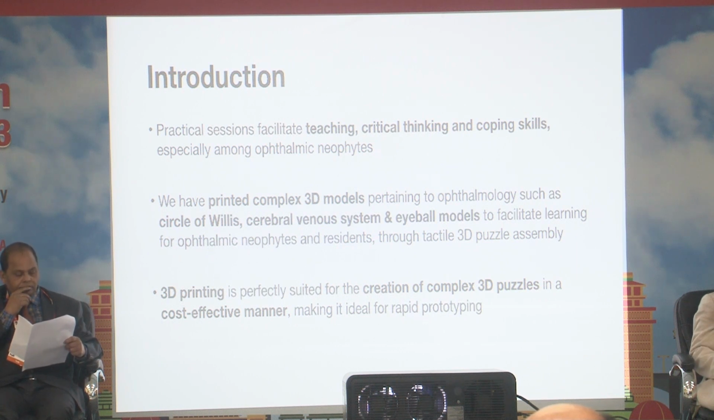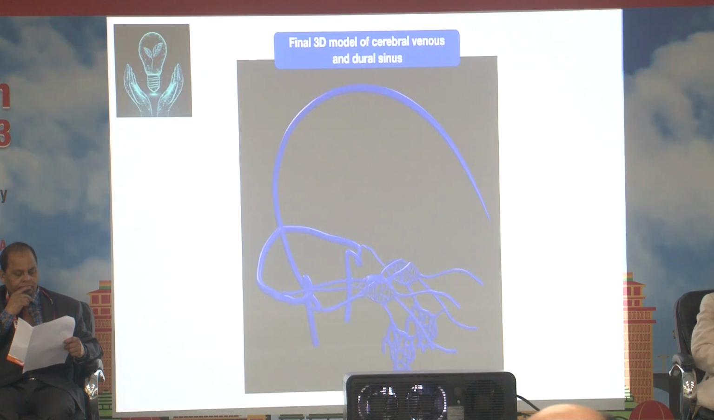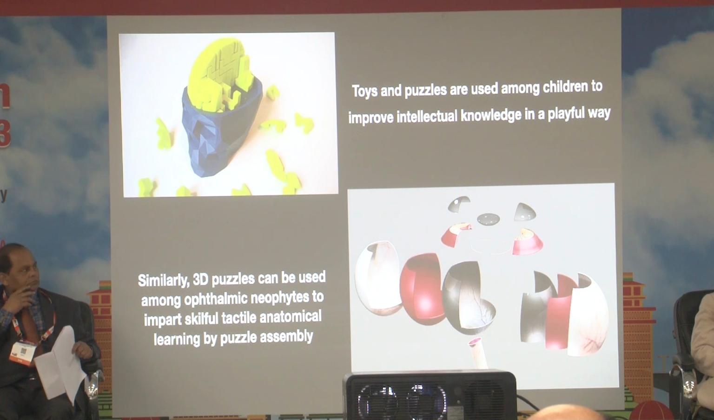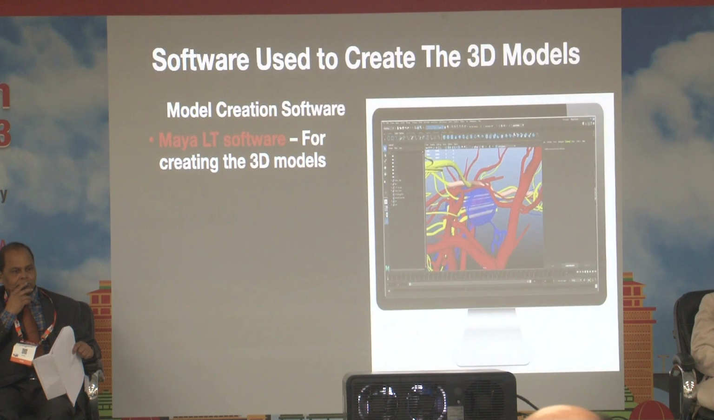So we wanted to create practical sessions which facilitate critical thinking and coping skills. We started to construct three-dimensional models. We read the anatomy and then constructed the models digitally: the circle of Willis, cavernous sinus, and the final model of the eyeball. Just like kids who are given puzzles, when they put the puzzles together, an intellectual knowledge is set into play. Similarly, if we make 3D puzzles, can we incorporate them for ophthalmic neophytes, be it undergraduate students or first year postgraduates starting the curriculum? Is it really going to help in cognitive learning?